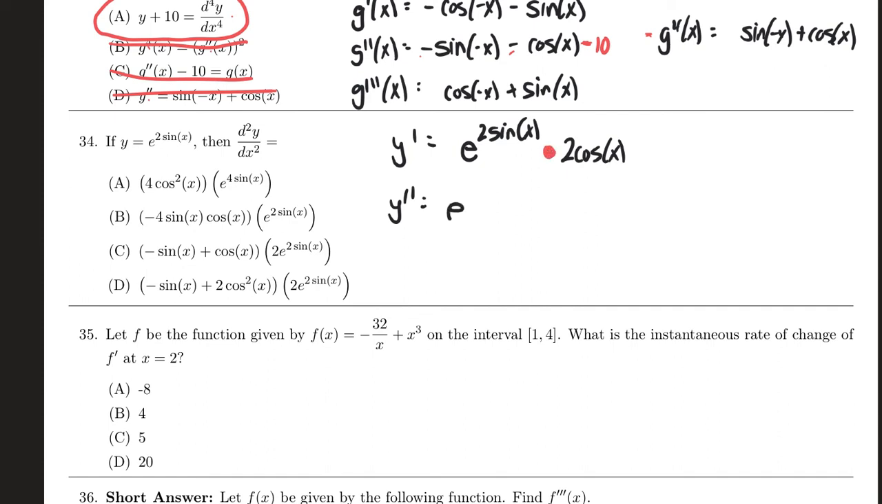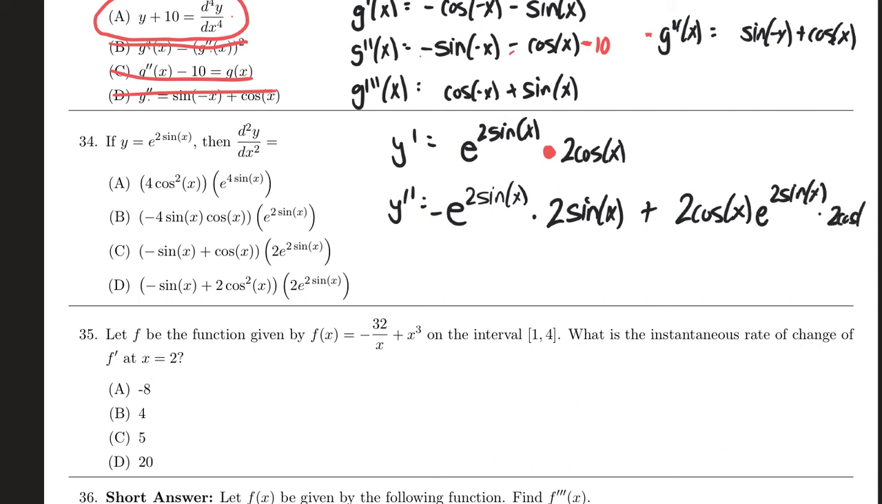Now I have multiplication, so I have to do the product rule. I'm going to keep the exponential, multiply that by the derivative of the second part, so that's going to be negative 2 sine of x. Then I keep the second part, multiply by the derivative of the first part, so the exponential stays the same, and multiply by the derivative of that.